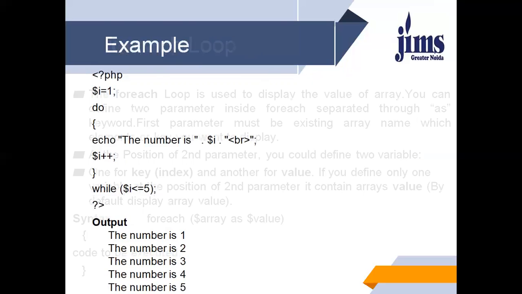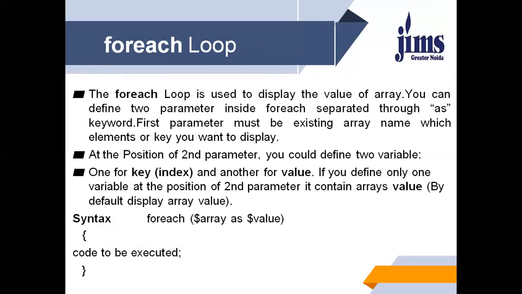Now coming to foreach loop. In foreach loop, we use it to display the value of an array. You can define two parameters inside foreach loop separated through the as keyword. Foreach loop allows iterating over each element of an array. Foreach loop provides an easy way to iterate through arrays. Foreach works only on arrays and will throw an error when used on a variable with a different data type or an uninitialized variable.